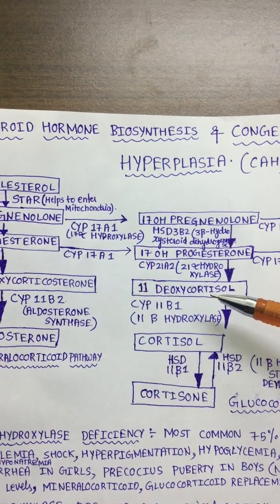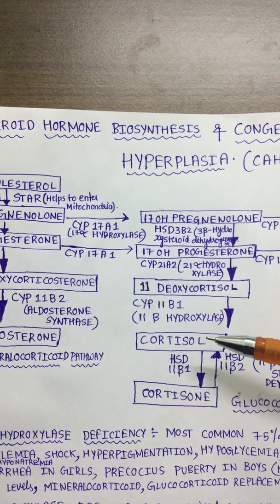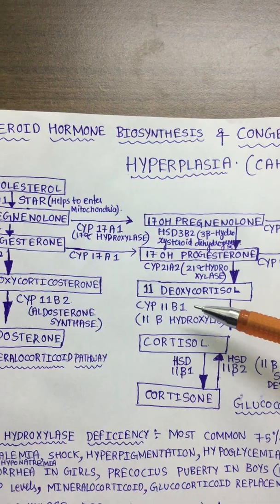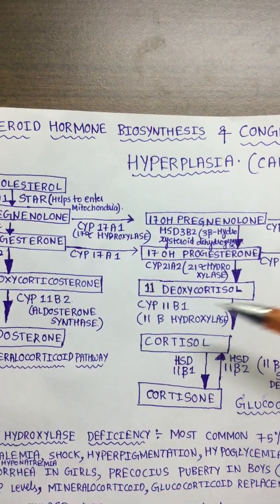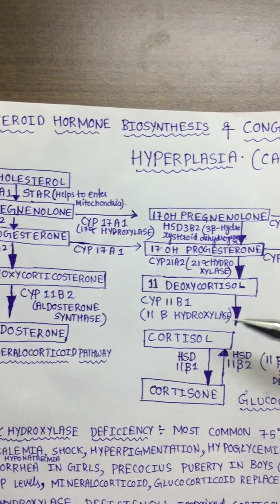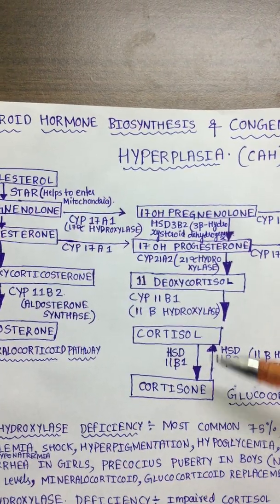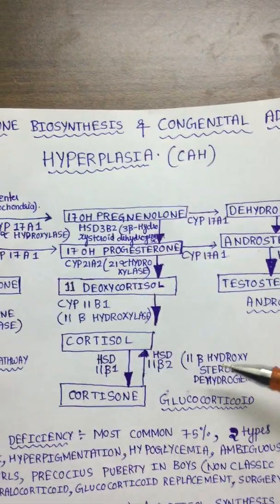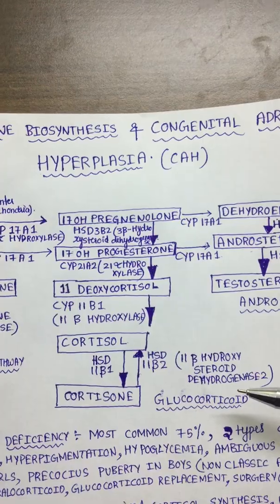From 11-deoxycortisol, cortisol is formed with the help of the 11-beta hydroxylase enzyme. From cortisol, cortisone is formed, and vice versa, by the 11-beta hydroxysteroid dehydrogenase enzyme.